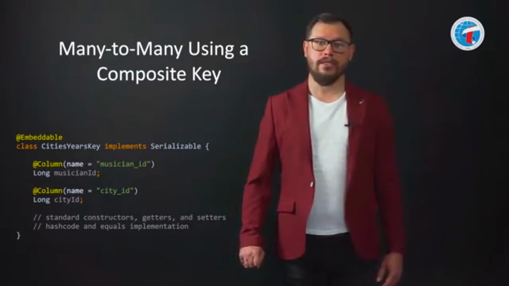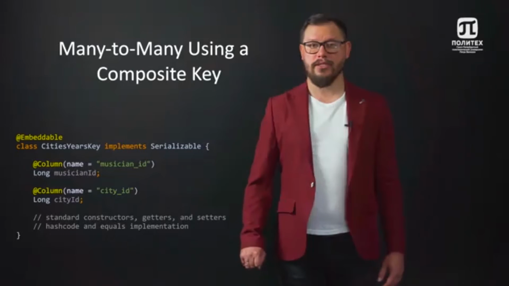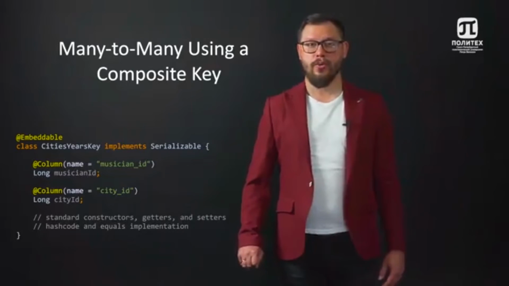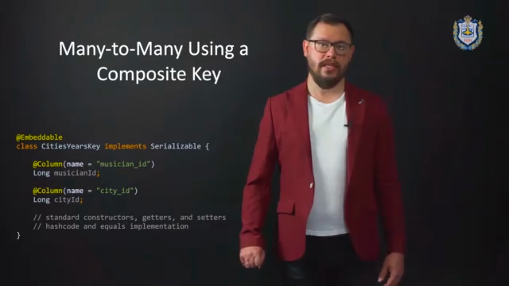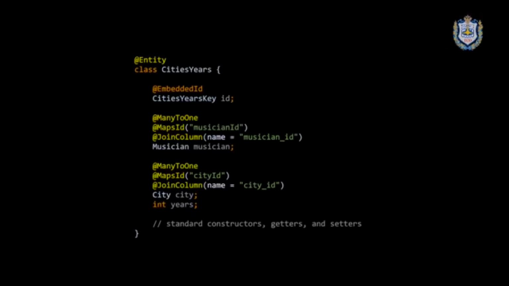We have to mark it with the embeddable annotation. It has to implement the serializable interface. We need to provide an implementation of the hashCode and equals methods. None of the fields can be an entity themselves. Using this composite key class, we can create the entity class, which models the join table.